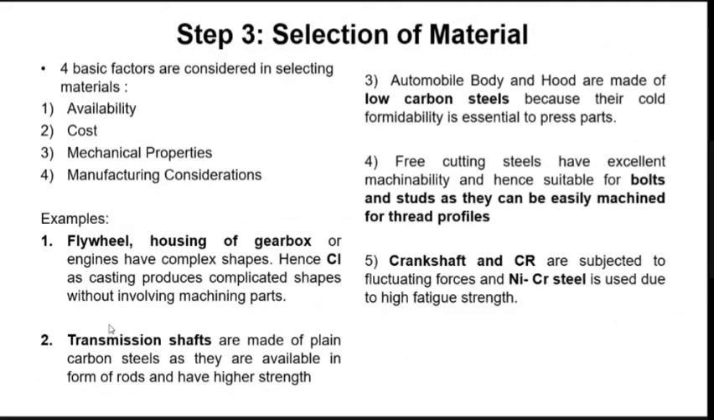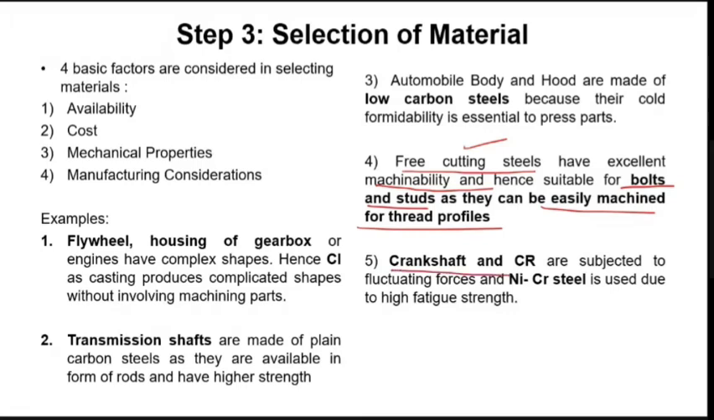What is the next example? The next example is free cutting steel. This free cutting steel has excellent machinability. So obviously, it is suitable for bolts and studs. Whenever you are manufacturing or designing bolts and studs, you will select a free cutting steel, because they can be easily machined for the thread purpose. You know that you have to do the threading on the bolts, so accordingly, you have to select the material.